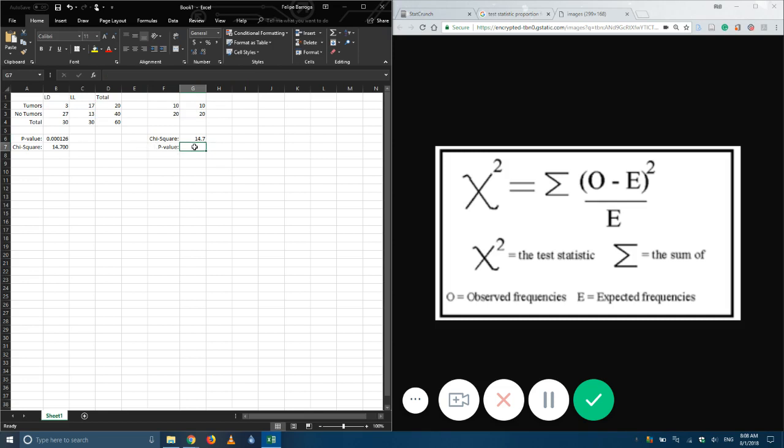Now to get the p-value, we'll use the chi-square dist function. But remember what I mentioned earlier, chi-square distributions are right-tailed. So we're actually using the chi-square distribution RT. So chi-square dist RT. This is the test statistic, the x, comma, degrees of freedom, we'll do it the same way. Number of columns minus 1 times number of rows minus 1. And enter. And that's the p-value, which matches what we got here using that chi-square test function.